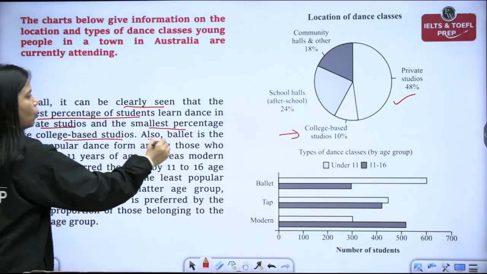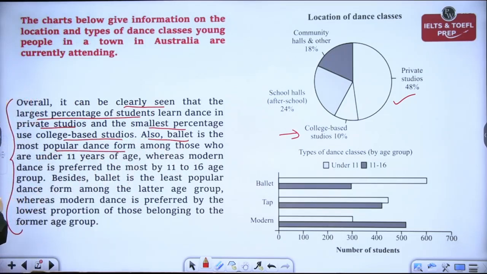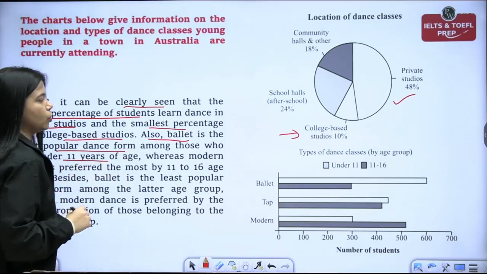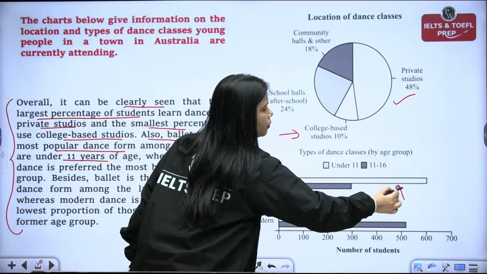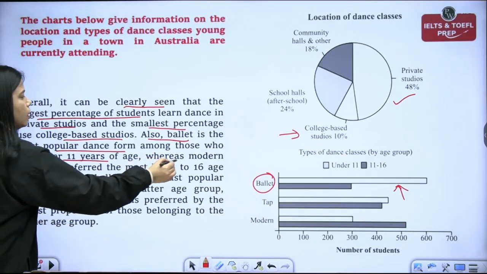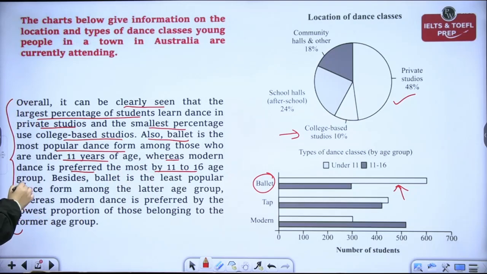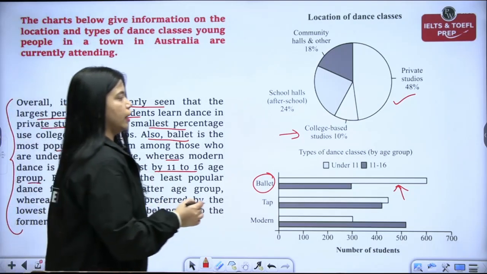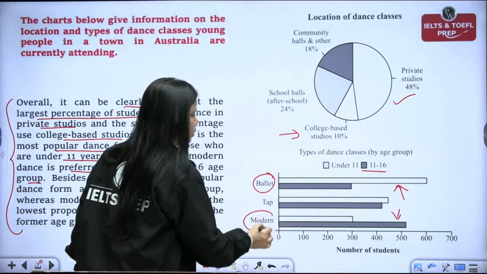Then I am saying also ballet is the most popular dance form among those who are under 11 years of age. So under 11, for them ballet is the most popular dance form. Whereas modern dance is preferred the most by 11 to 16 age group. So 11 to 16 age group, grey bar, they prefer modern dance the most.